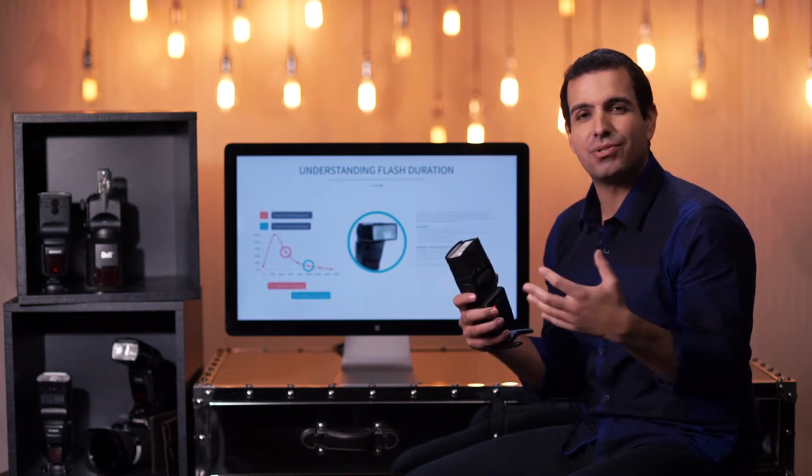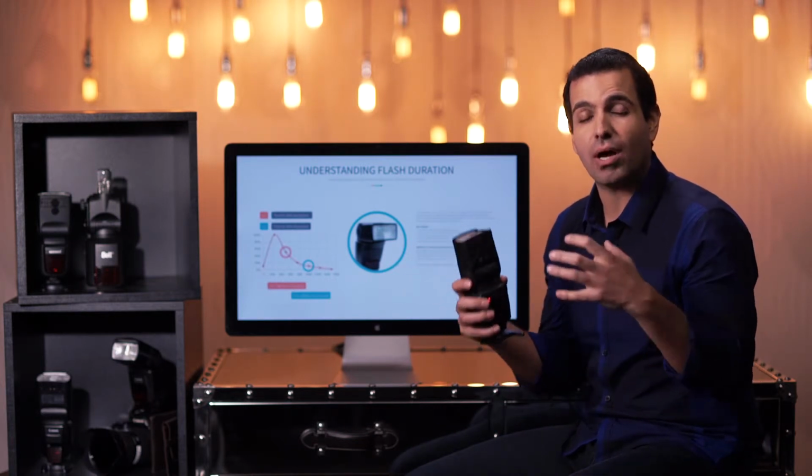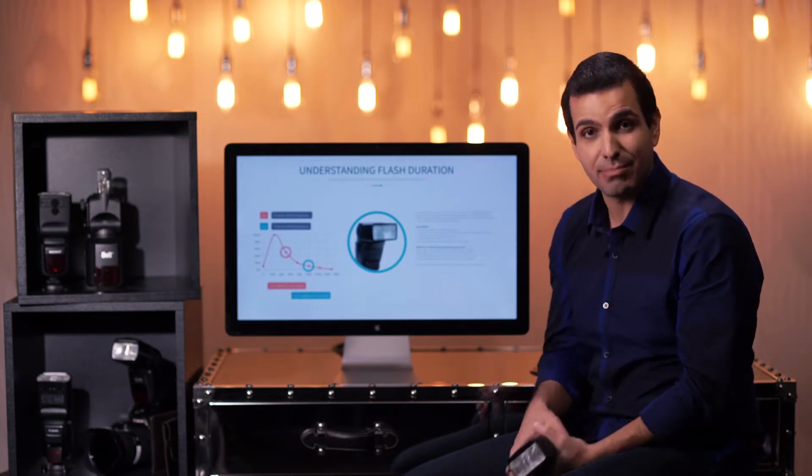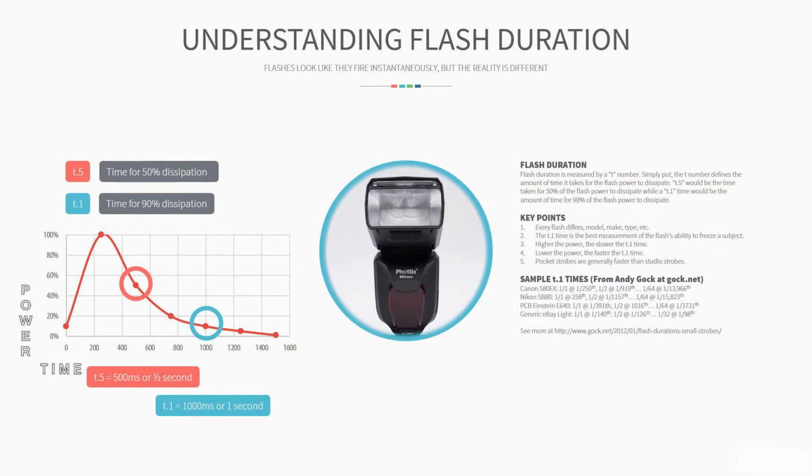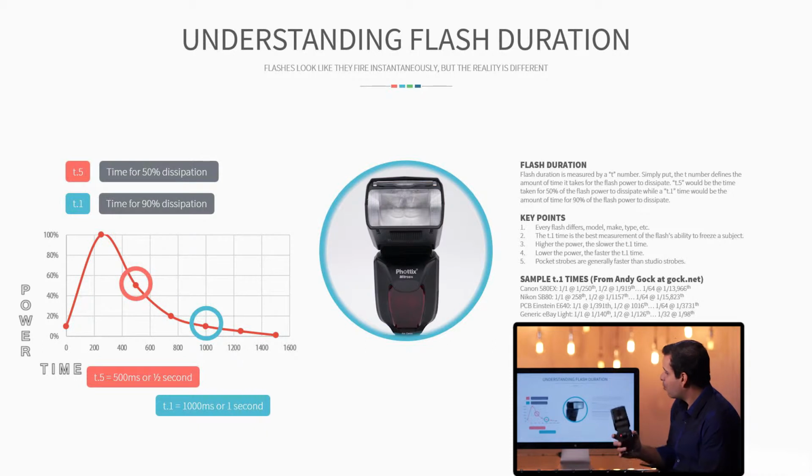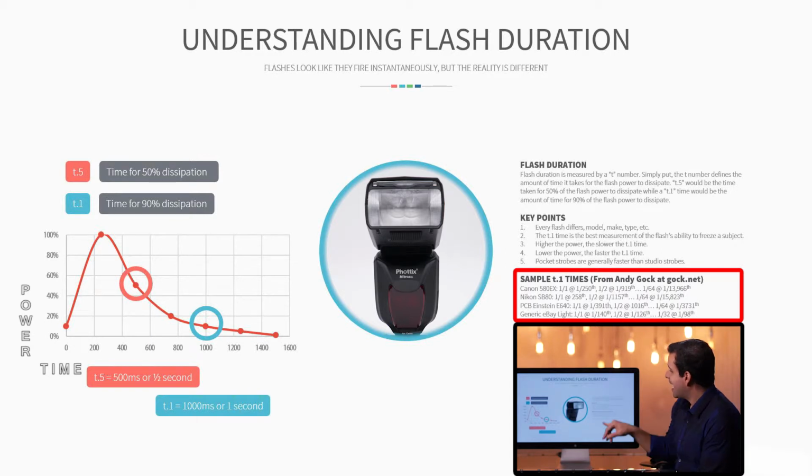For most people, this generally is not an issue. But if you're wanting to use your flashes to freeze motion, this becomes a problem. So let me go over some sample times. At 1/1 power, so at full power, a Canon 580EX, which we use in this tutorial series, has a flash duration of 1/250th of a second, meaning to get 90% dissipation from that light, it takes 1/250th of a second to get there.